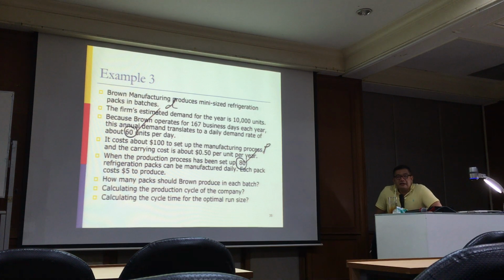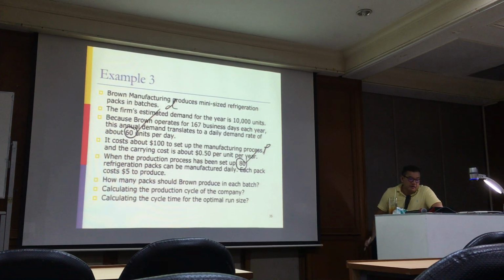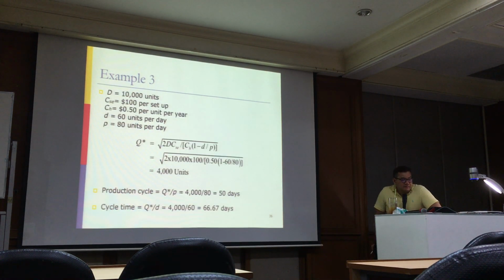So it means the company produces 80 units each day, but at the same time, each day they serve the demand of 60 units. So they have the remaining 20 units each day to store as inventory. But we want to find, per one batch, how many units they need to produce, or finding Q. So in this case, we're using the formula of the EPQ model.